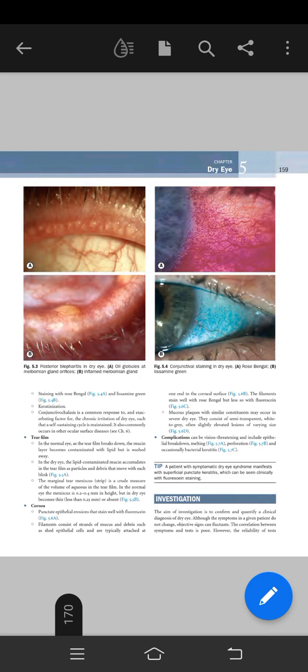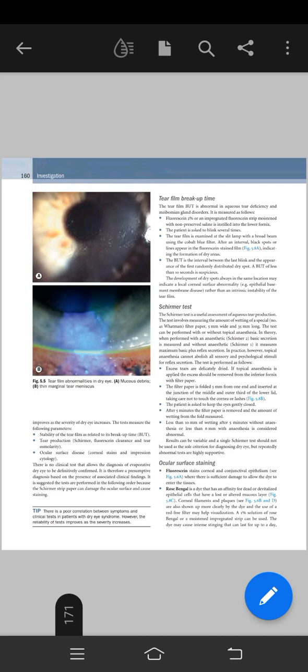Bismillahirrahmanirrahim. Now we will discuss the investigations required for the diagnosis of Sjogren syndrome.